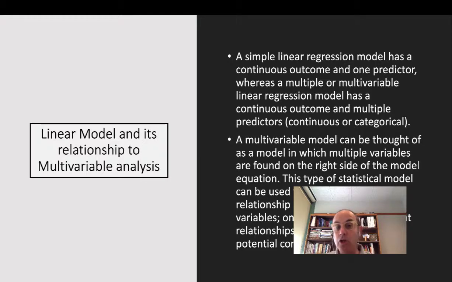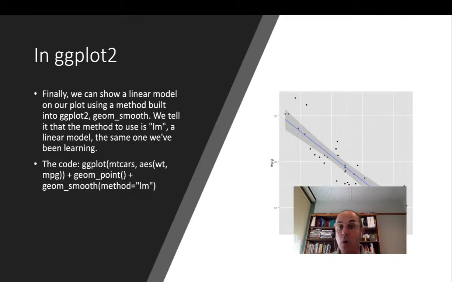So the linear model and its relationship to multivariate analysis. Simple linear, usually it's about one variable that can be continuous or categorical. A multivariate model is a model that is talking about the attempt to assess the relationship between a number of variables, and they can be continuous or categorical, but there are more than one. So in simple linear regression, we are talking about one. In multivariate, we are talking about more than one.